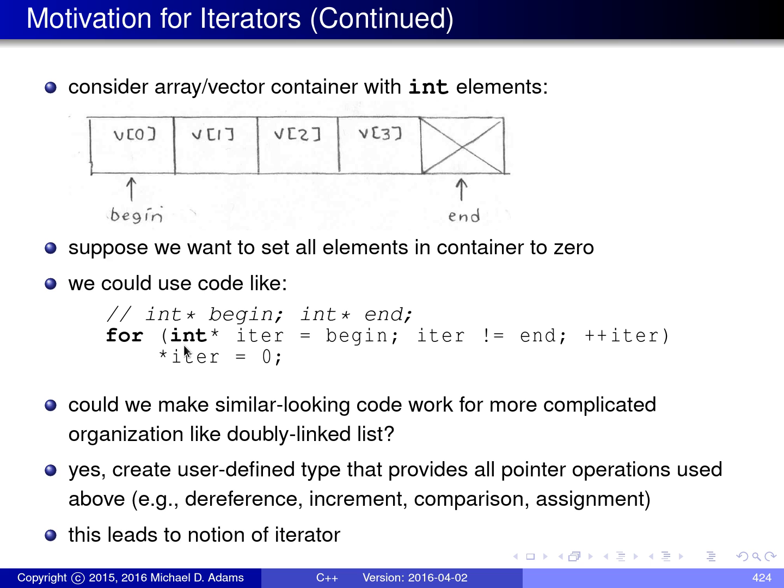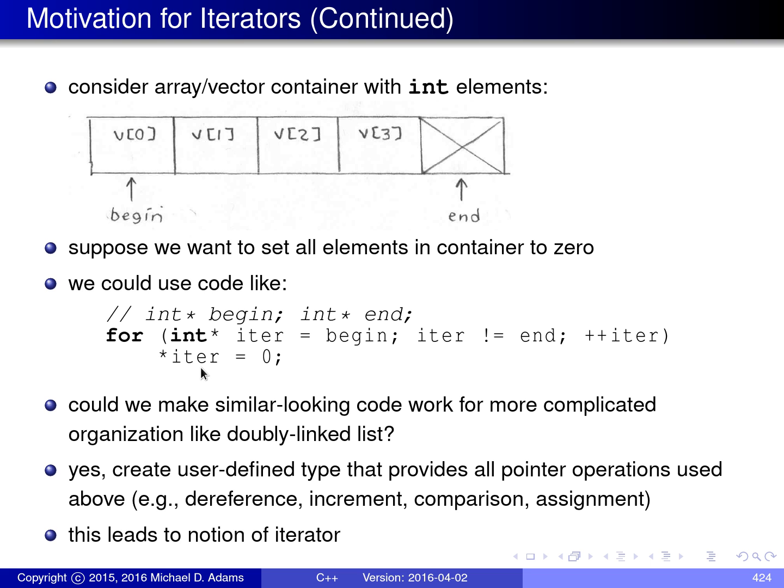So we could use code which looks something like this. We initialize our pointer to be the beginning of the array. We loop as long as the pointer is not equal to end, in other words, one past the last element. Each time through, we increment the pointer to point to the next successive element. And each time through the loop, we dereference that pointer and set the value that it refers to to 0. So after this loop runs, all of the elements in this array would be set to 0.